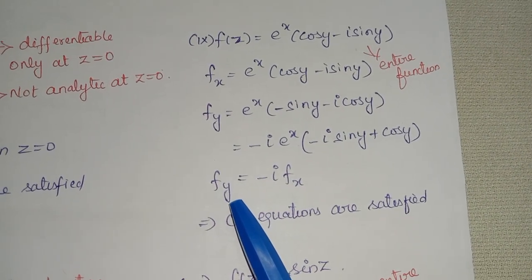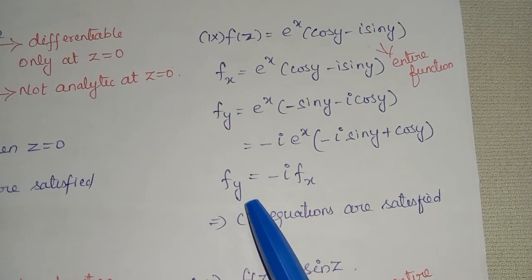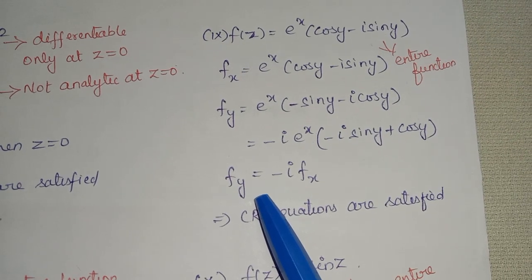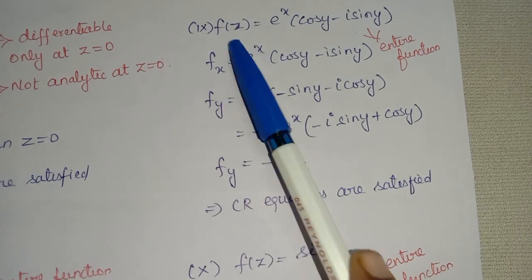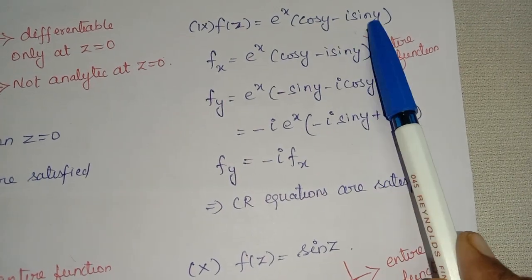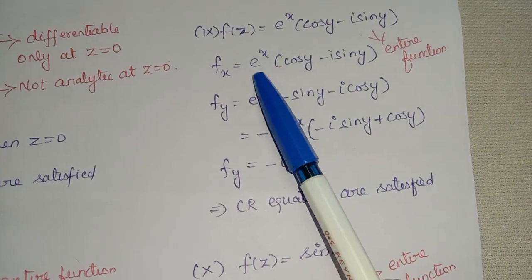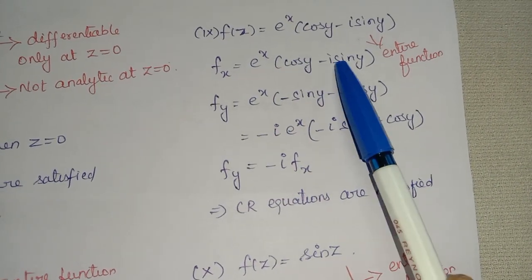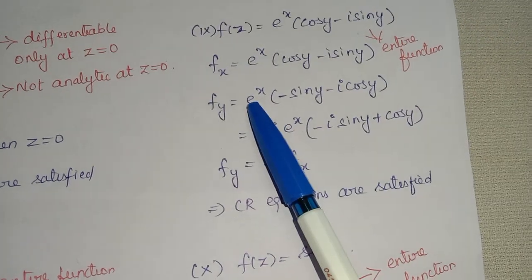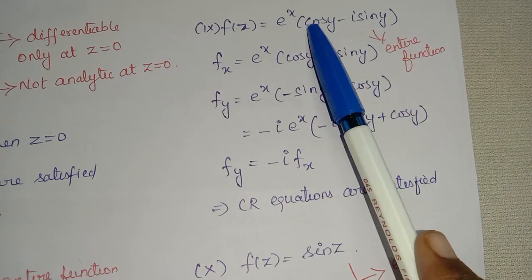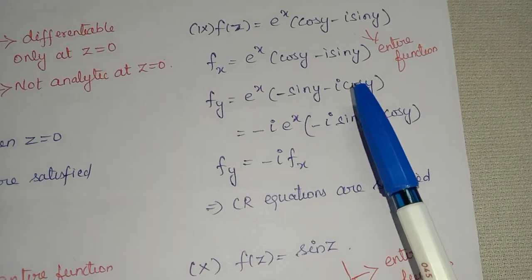You can verify the CR equations in any one of the forms that I have given earlier. For simple calculations, you can take different forms for different equations. Now here, differentiate this with respect to x. When you differentiate with respect to x, these y terms are kept as constants. Differentiation of e power x is e power x alone. So this is f_x. Next one is f_y. When you differentiate with respect to y, this x term is kept as constant and differentiate only this. Differentiation of cos y is minus sin y, minus i into the differentiation of sin y, which is cos y.